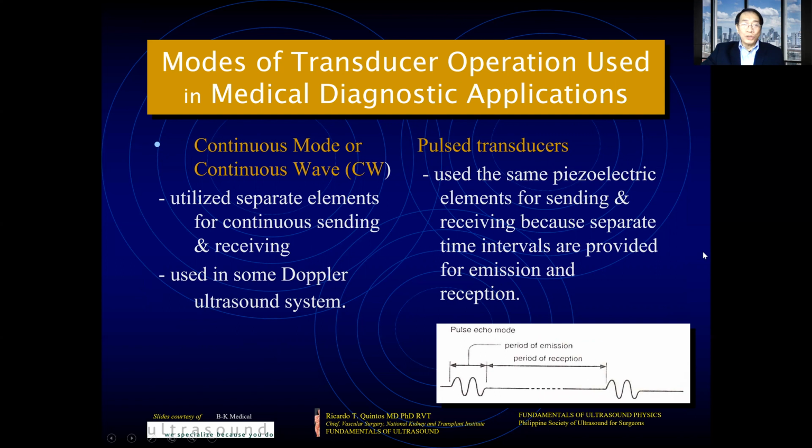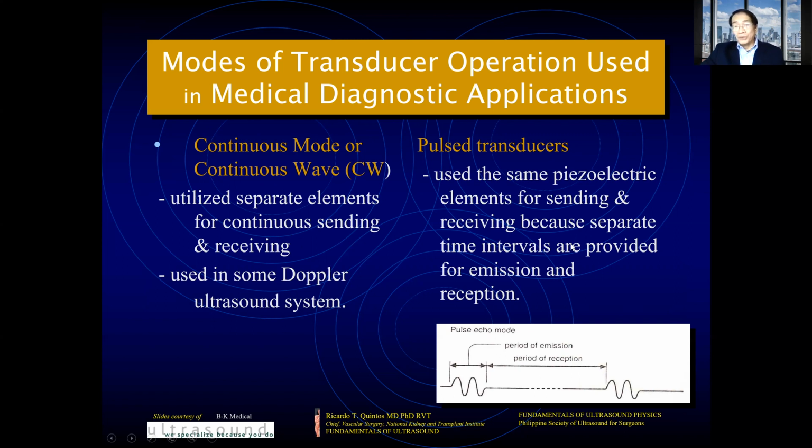Now, there are different modes of transducer operation used in medical ultrasound. The first mode is the continuous mode or the continuous wave transducer. With this, there is one crystal that vibrates and a separate crystal element that listens for the returning echoes. So there are separate elements for the transmission and the reception of ultrasound.